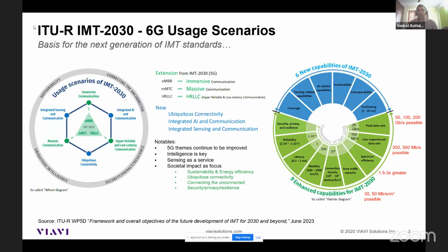So what are the new ones? Ubiquitous connectivity, integrated AI and communications, integrated sensing and communication. Okay, so these are quite challenging areas. Now we are targeting 6G areas.